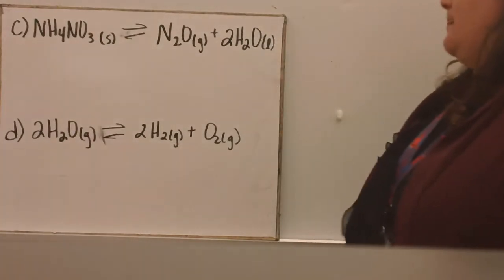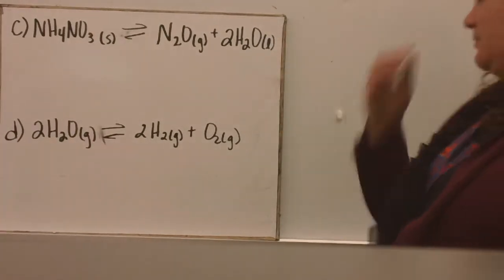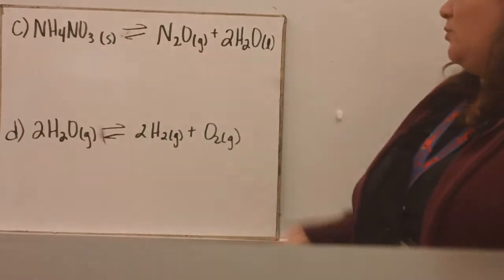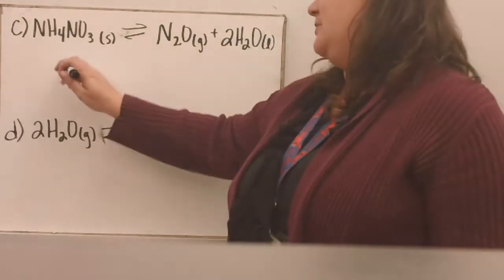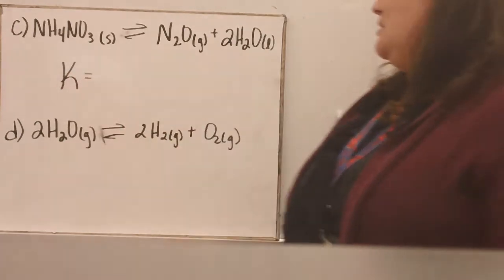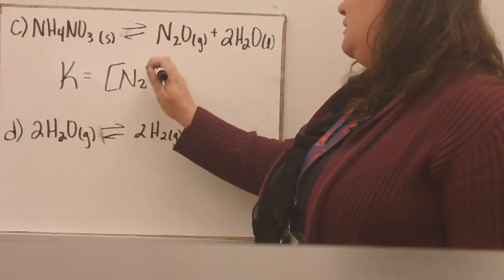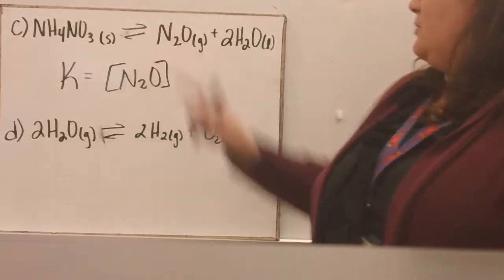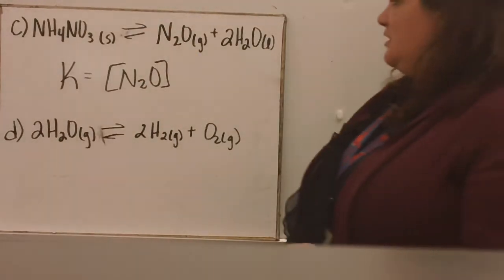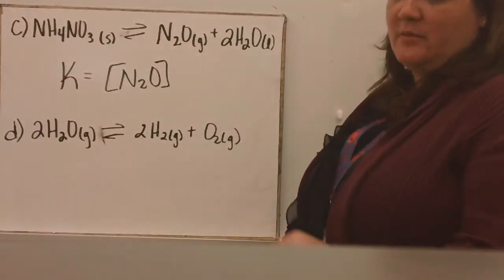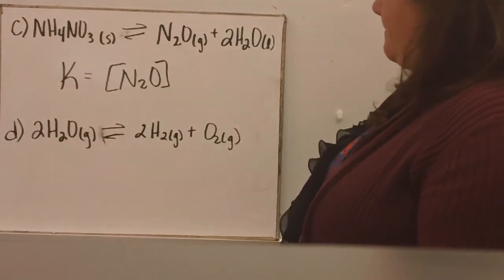Now for C. C is going to be a little different because if you'll notice you have a solid and a liquid. You only have one species that you will use in your expression. So K is going to be equal to the concentration of N2O to the first power because that is its coefficient. The liquid water and the solid ammonium nitrate we do not include because those are pure substances.